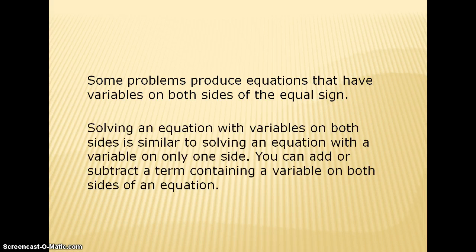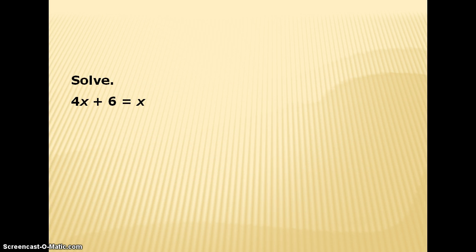Solving an equation with variables on both sides is similar to solving an equation with a variable on only one side. You can add or subtract a term containing a variable on both sides of an equation. This is what this will look like. 4x plus 6 equals x. Now the x's are on separate sides. You have to think of that equal sign as a barrier. So we can't combine 4x plus x because they're not on the same side.